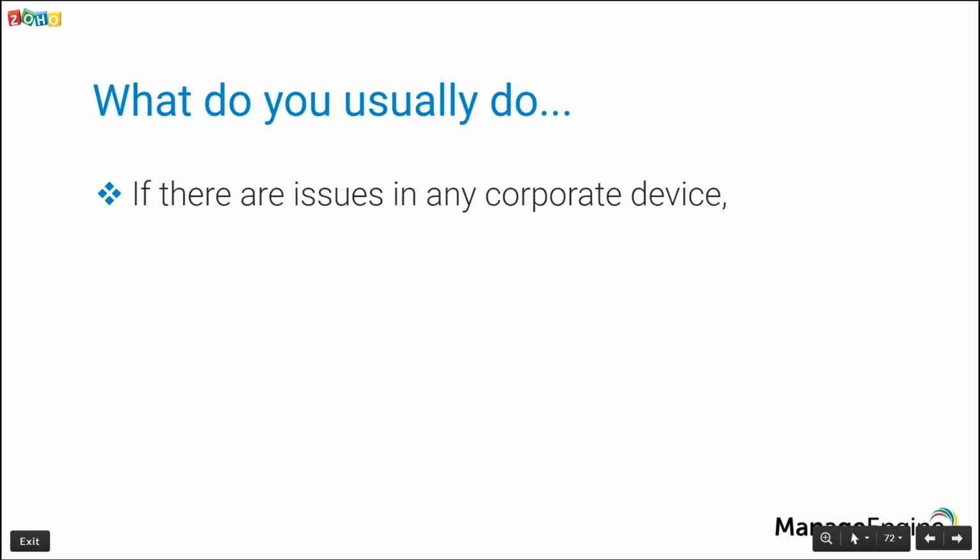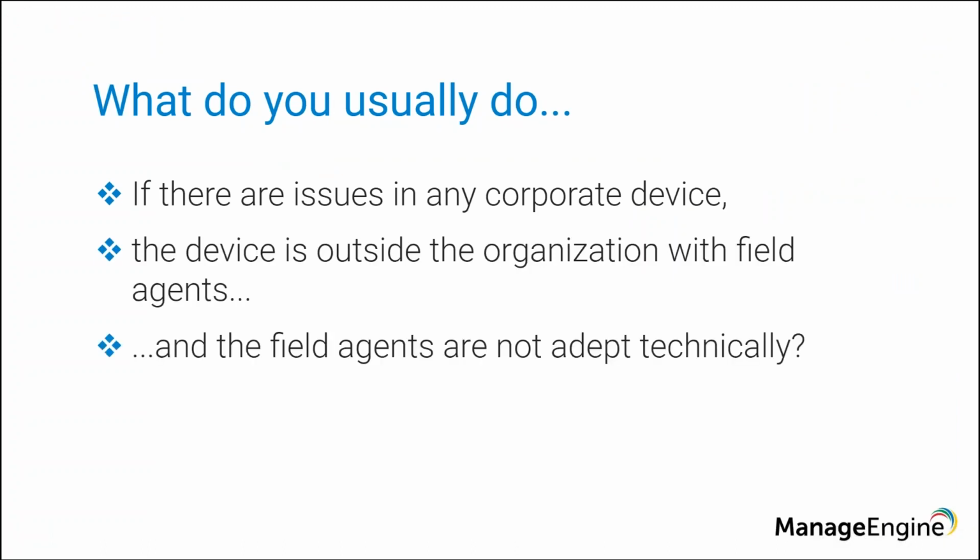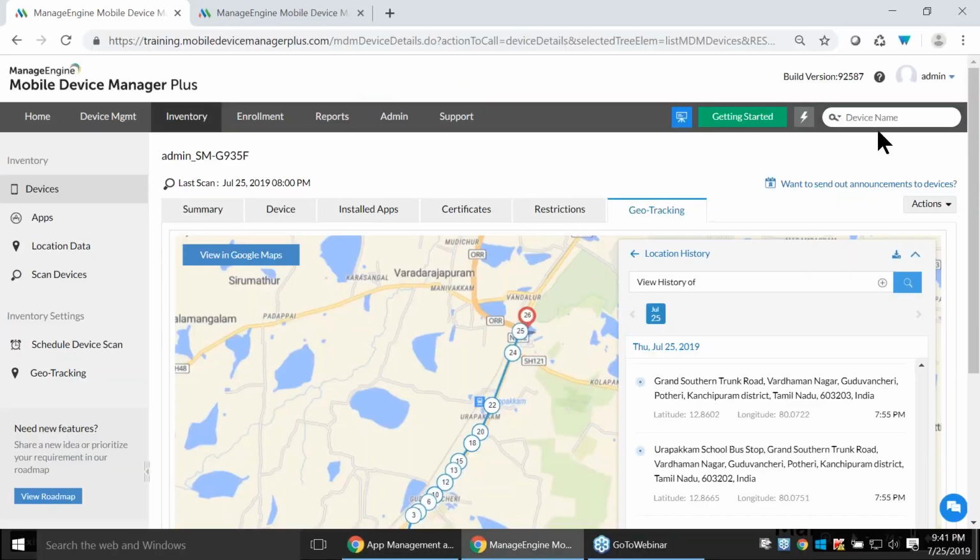So my next scenario is, let's take for example, there is some issue with the corporate device. The application is malfunctioning. Your device is outside in the field. It's not with you right now. It's somewhere outside in the field, and the field agents are not technically adept. If the application fails, they would not be able to sort out what the issue might be. That's when the remote control feature would come into play to help you remote into the device so that you can take a look at what is happening on the device itself.